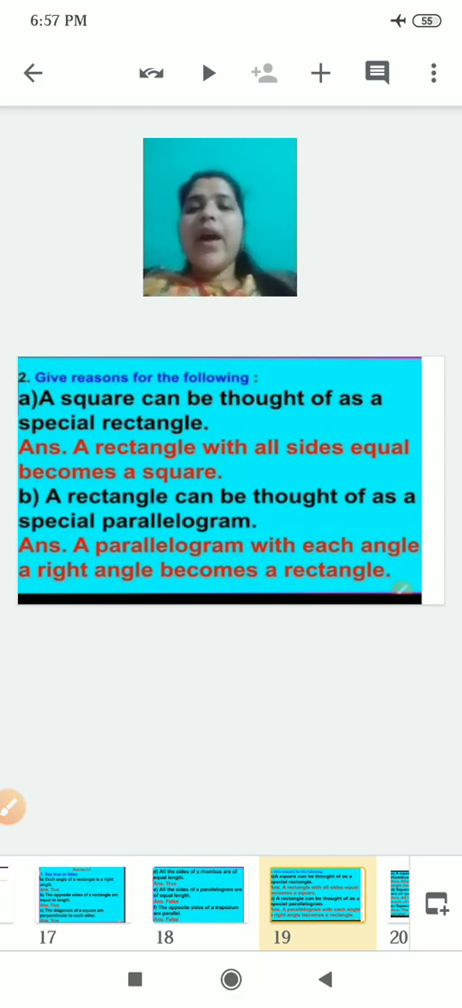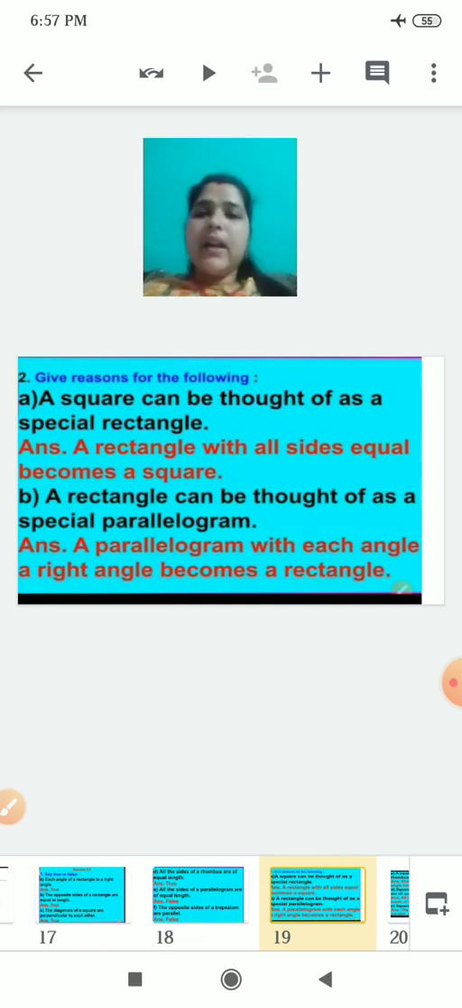Next we have give reasons, question number 2. A square can be thought of as a special rectangle. A rectangle with all sides equal becomes a square. Yes, if a rectangle has all sides equal, it will become a square. Otherwise both are the same, because each angle is 90 degrees for both of them. A rectangle can be thought of as a special parallelogram.